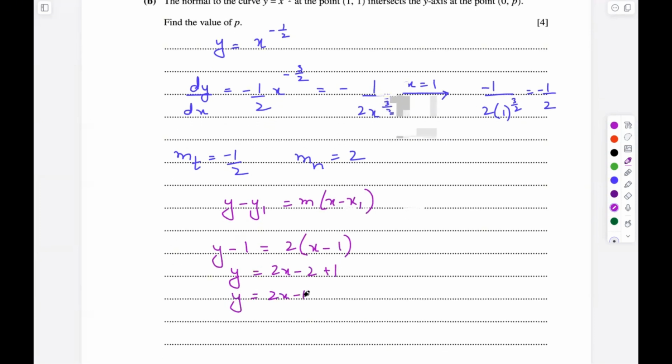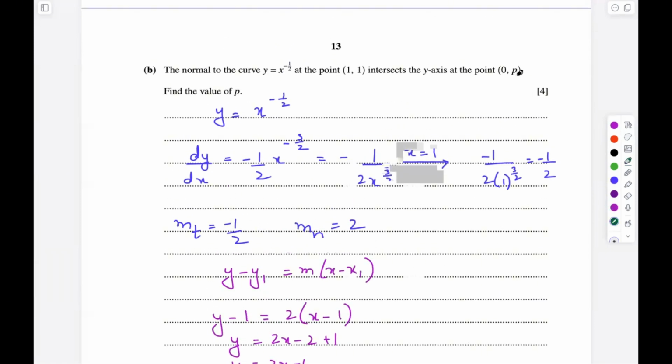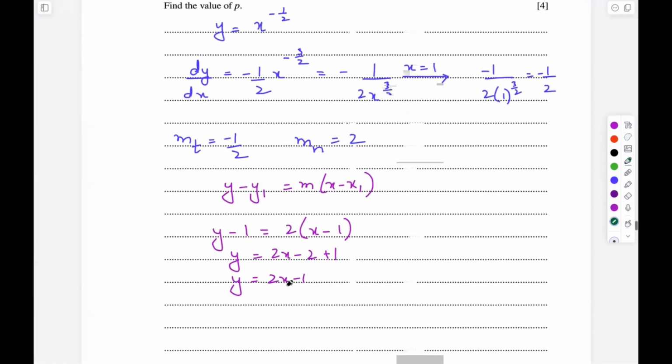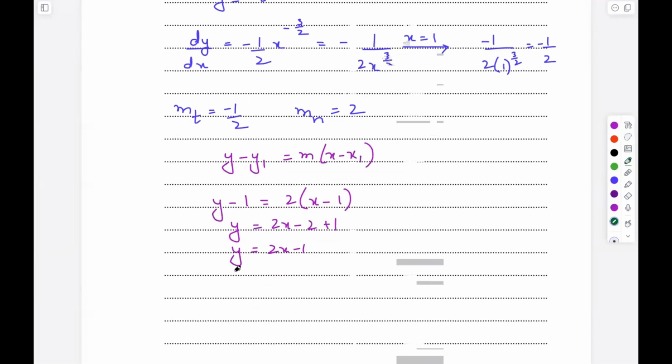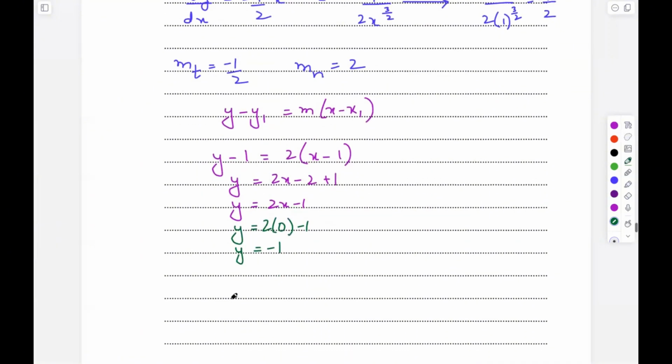Now, as we have to find the value of p and x is 0, substituting x equals 0, y will be equal to 2 into 0 minus 1. So the value of y will be equal to minus 1, which is basically the value of p. So p will be equal to minus 1.